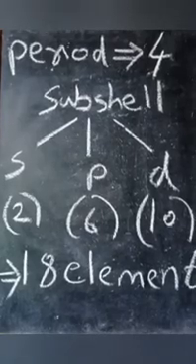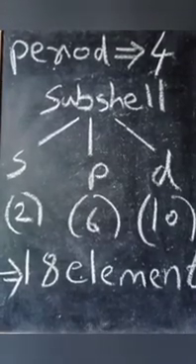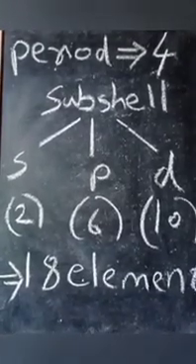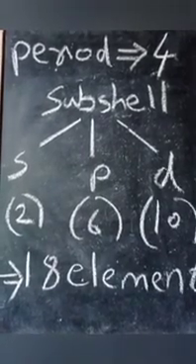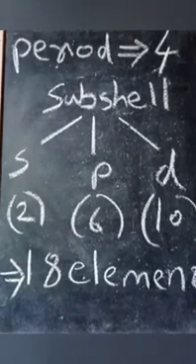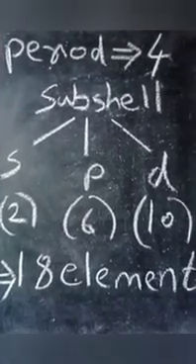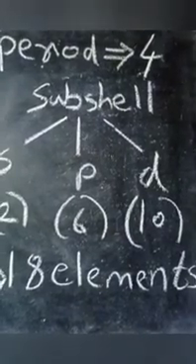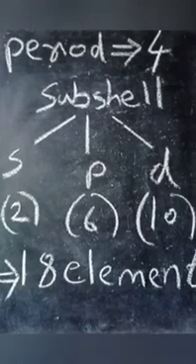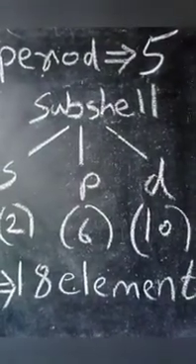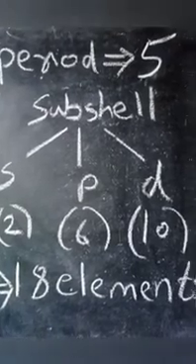Next, fourth period. Fourth period is constituted by the filling of electrons in the fourth shell, and in the fourth shell along with S and P there is also another subshell called D, where 10 electrons can be accommodated. So total 18 electrons. That's why we have 18 elements in the fourth period, beginning from calcium and ending at zinc. The fifth period is also similar to the fourth period, having 18 elements.